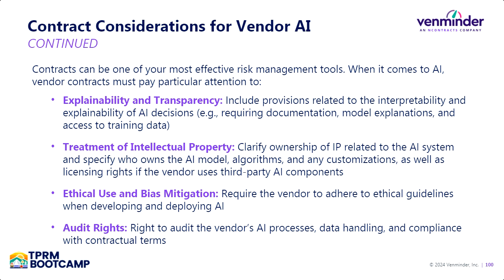We also want to include very clear information about explainability and transparency, right? So we need to be able to look at how the model works, how it makes decisions. We want to get documentation on that, and we also always want to have access to training data. We need to address how intellectual property will be treated, and we need to require the vendor to adhere to ethical guidelines when developing and deploying AI.